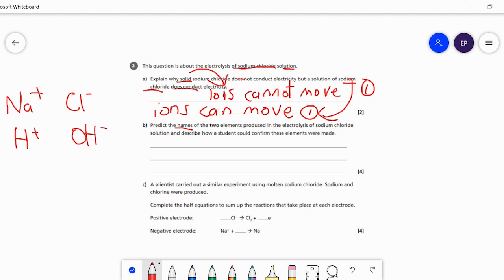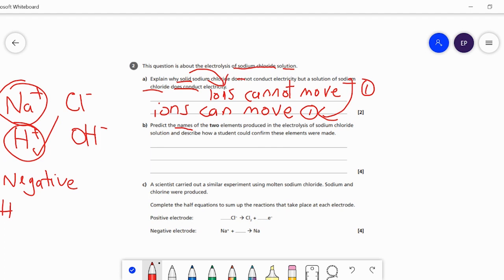If we deal with the negative electrode first, both of the positively charged ions, that's the sodium ions and the hydrogen ions, would be attracted towards it. But only one ion can win that race. And that's always the one that is the least reactive. So in this case, the least reactive is the hydrogen ions. So hydrogen would be released at that electrode.